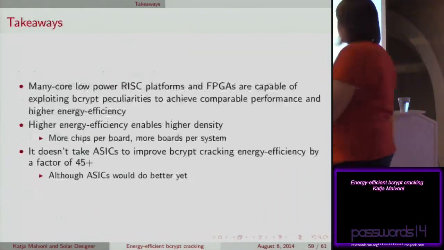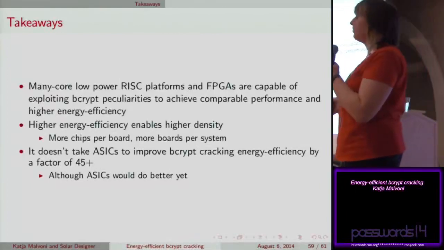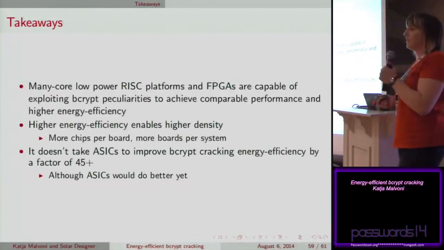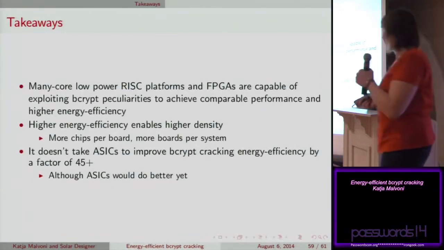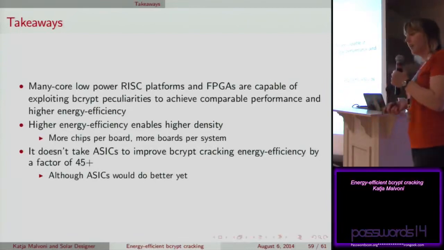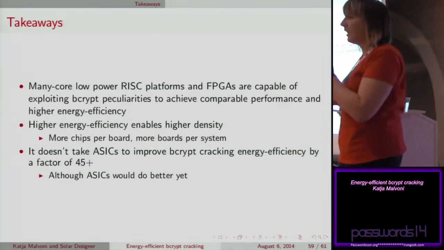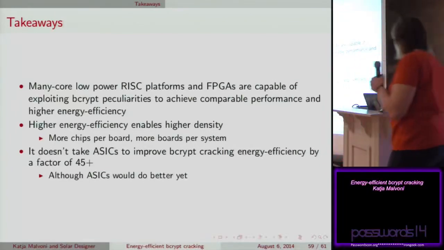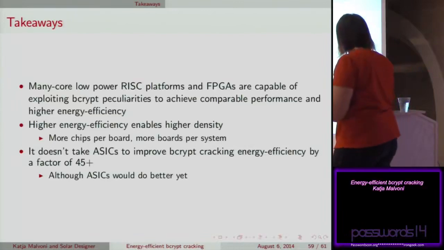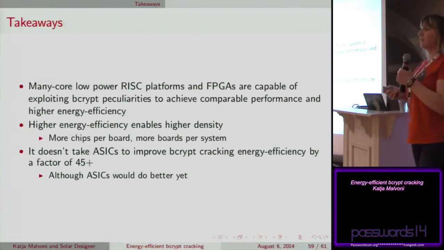And some conclusions. So we saw that many-core RISC architectures and FPGA boards can exploit some things that are particular to bcrypt and achieve comparable performance and much better energy efficiency. So what's the actual consequence of this? As you saw, on those boards, they either have a heatsink or the bigger board has a small fan. They don't heat much.